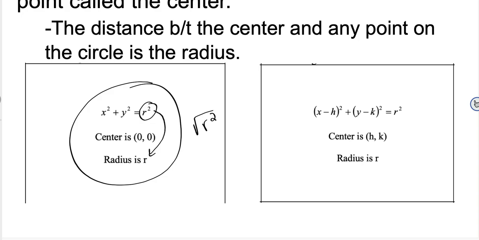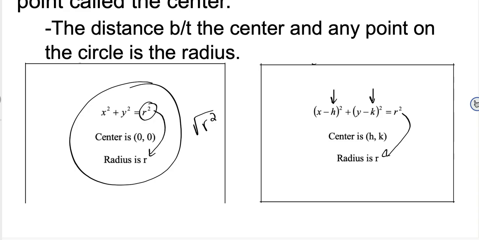In the second form, that's where you're listed with an h and a k. That one is shifted from 0, 0. It's translated. So the center is h, k. You're going to want to flip that h when you bring it out here, and flip that k when you bring it out here. And again, r squared, we take that and square root it to get to our radius.